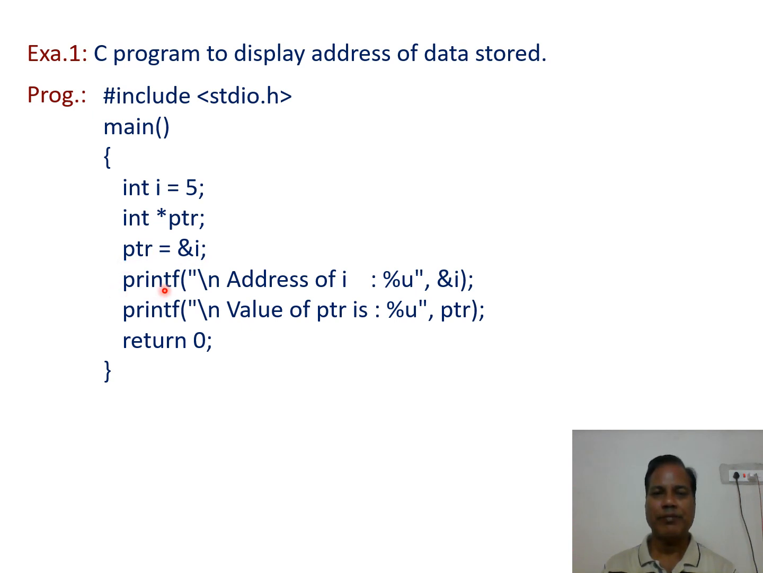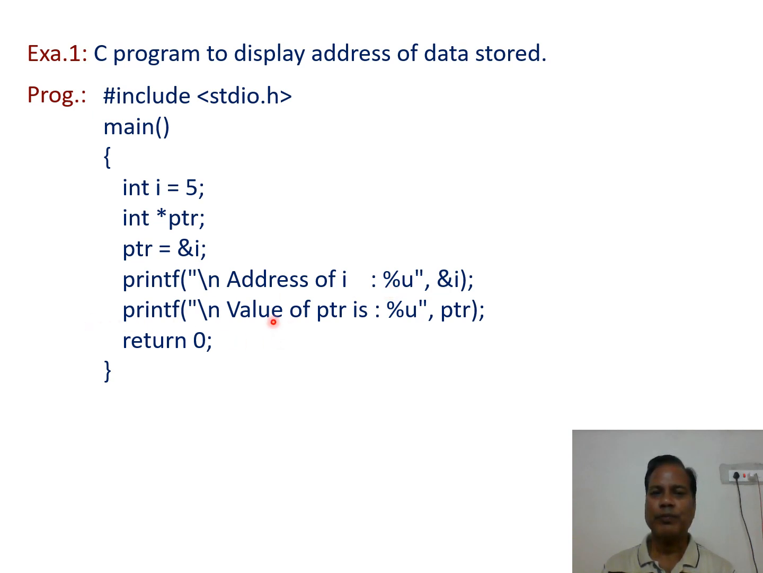printf using this statement: \n address of i: %u, &i. So what is the address of the variable i? Because when any variable is declared, a memory location is set aside. So what is the address of that memory location? That is printed using the address operator &i. So at this point that address gets printed.